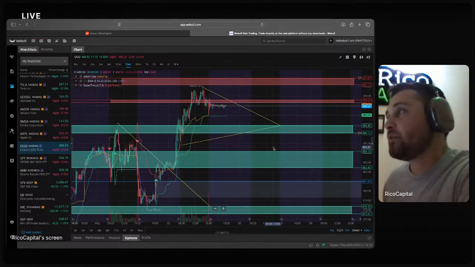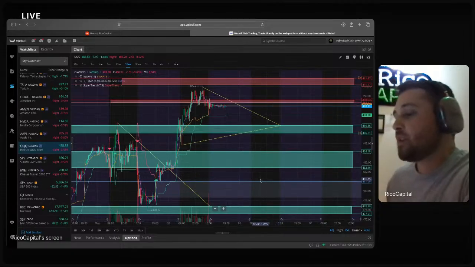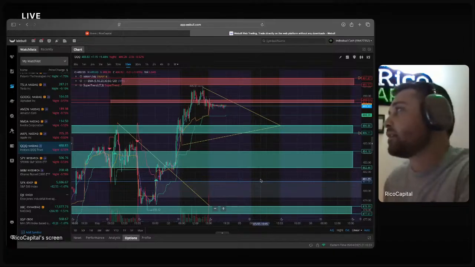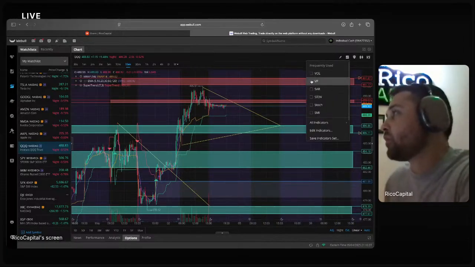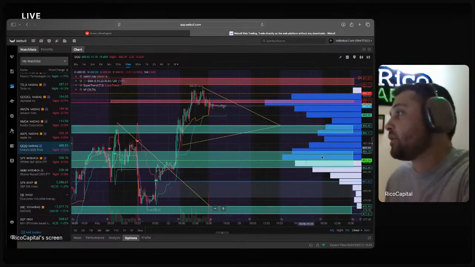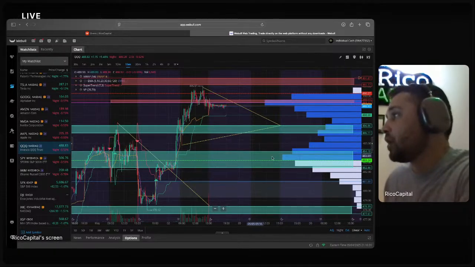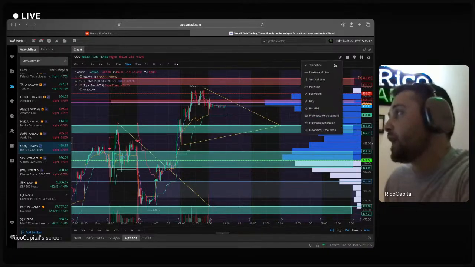I'm watching the tape too, just to see if, once we approach these zones, our buyers, our orders are stacked there. Is there a wall stacked there? I start looking at volume profile. You can see right here on the volume profile, a lot of orders stacked here in this demand. So they're going to try and hold this demand pretty heavily here.